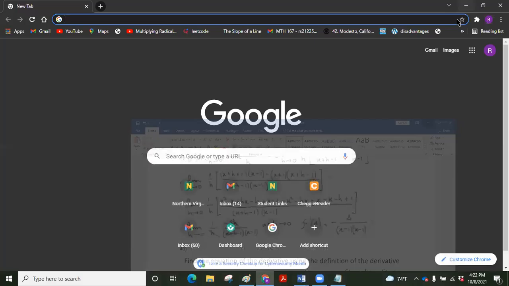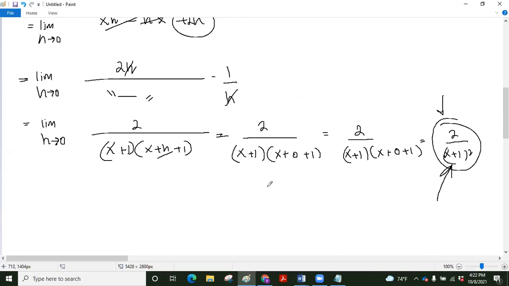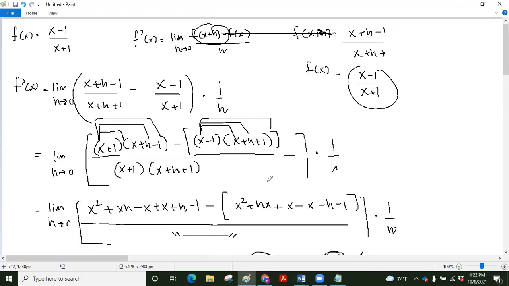But this would essentially be your answer in this case. So 2 over x plus 1 squared, and that would essentially be your derivative here.